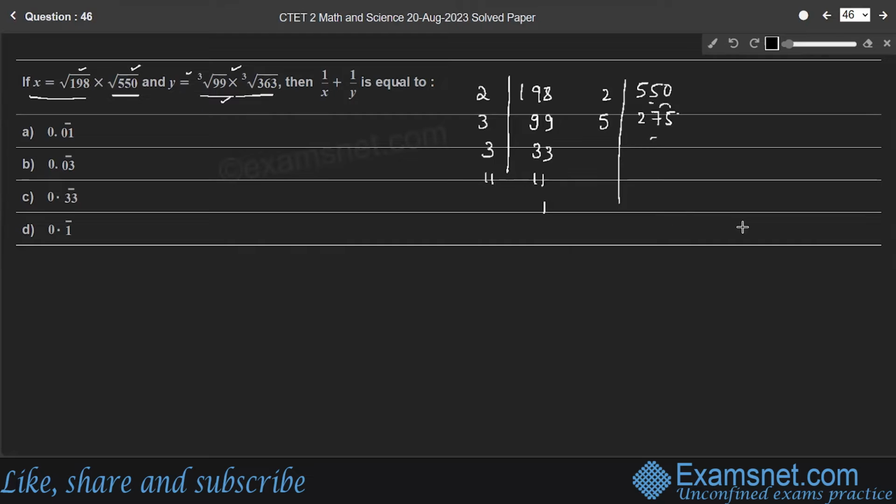So 5 into 5 is 25 and again 5 into 5. Again 5 into 11 and 11 into 1. So these are the factors. 2, 5, 5, 11 are the factors of 550. Therefore, x can be written as root of 198. 198 is root of 2 into 3 into 3 into 11, right? Into root of 550 can be written as the product of its factors, 2 into 5 into 5 into 11, right?